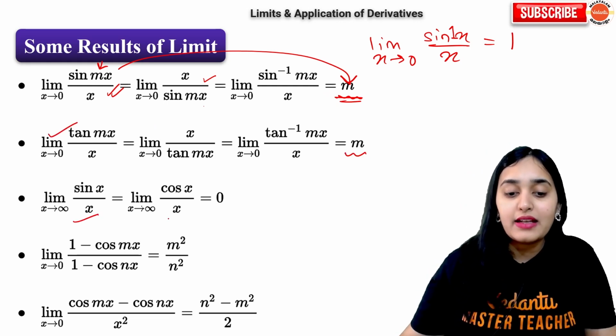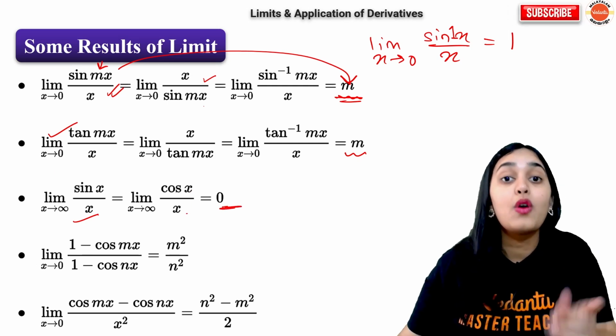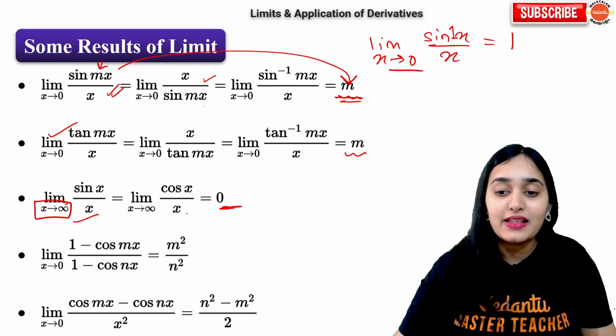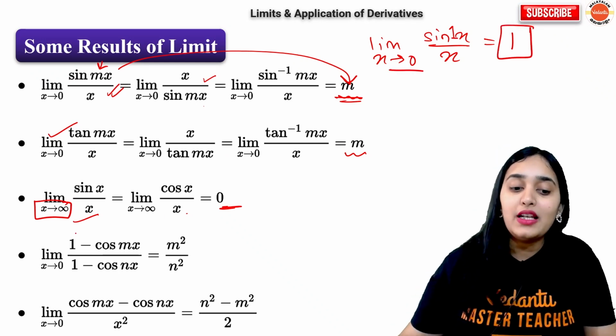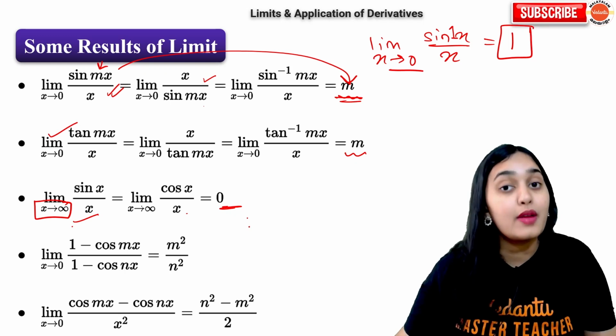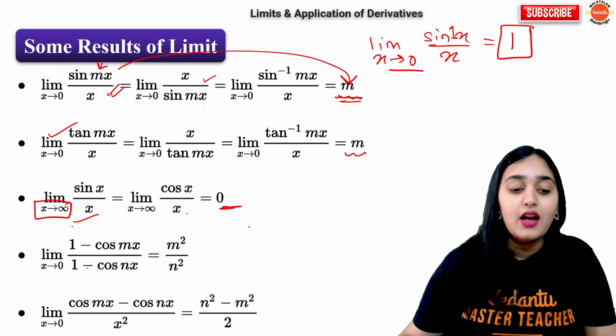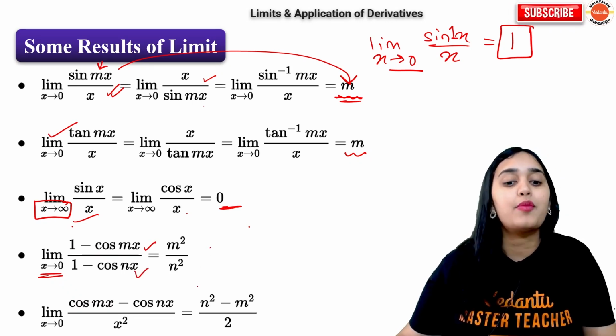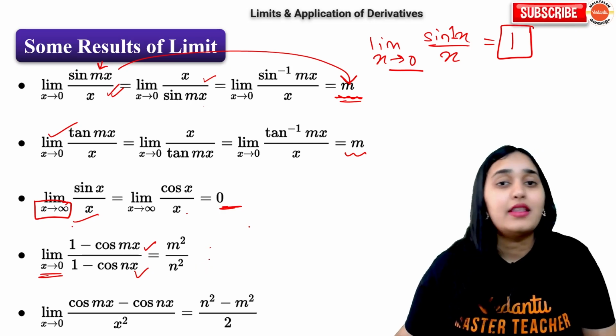Sin x upon x, cos x upon x is 0 when the limit is infinity. When the limit is 0, it will be 1. When the limit is infinity, it will be 0. Remember, don't get confused. Next, limit approaching 0, 1 minus cos of mx upon 1 minus cos of nx is m square upon n square. These are all the direct formulas that you have to memorize.